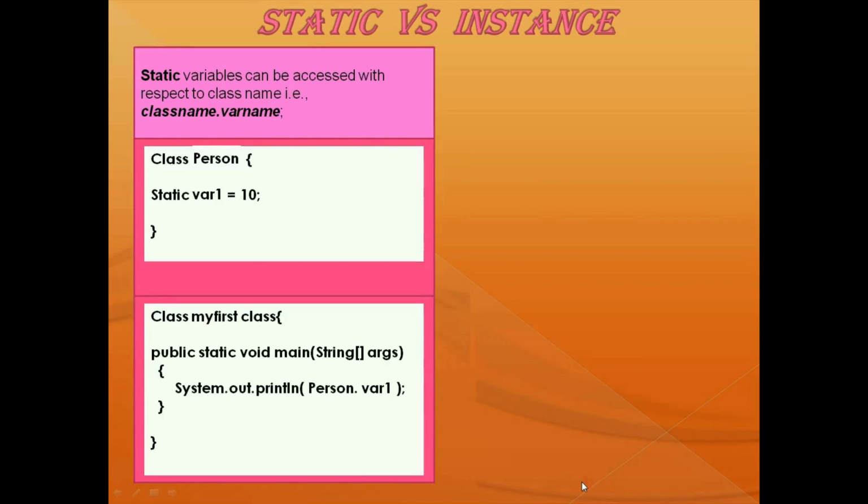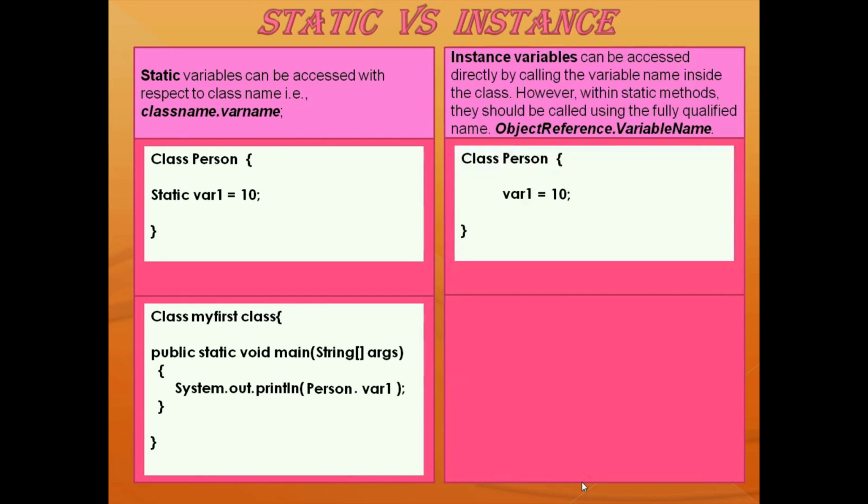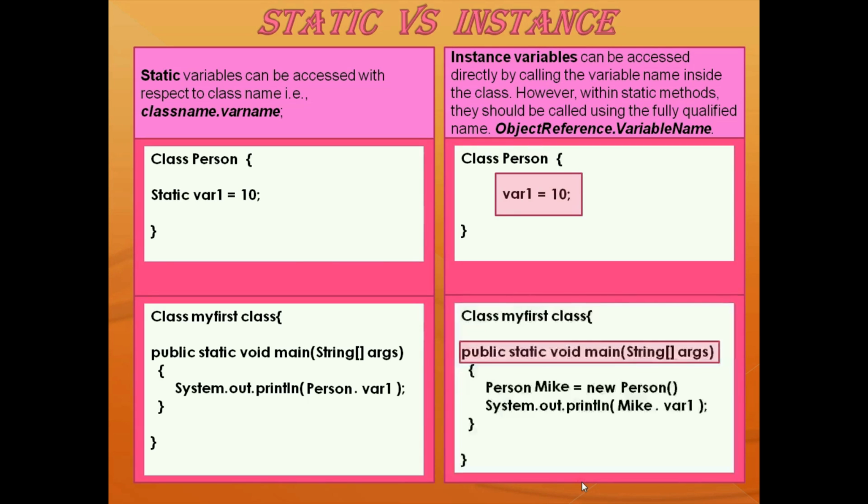Static variables can be accessed with respect to the class name. Means class name dot variable name. But an instance variable can be accessed directly by calling the variable name if it is inside the class. However, in static methods, instance variables can be accessed with respect to object reference dot variable name.